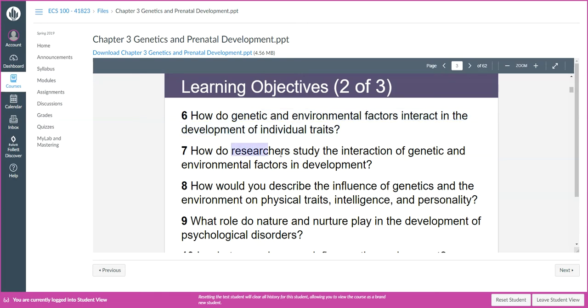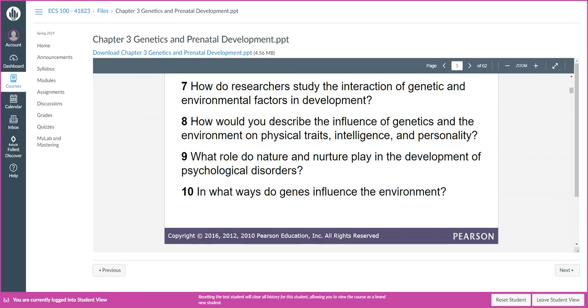And I also want you to be able to tell me about research studies and how genetic and environmental factors develop in terms of the research studies. The other thing you're going to learn about is describing the influence of genetics and how that influences environmental traits, things like weight, intelligence, personality. What is the role of nature versus nurture in terms of psychological disorders? And the last one is how do genes influence your environment?